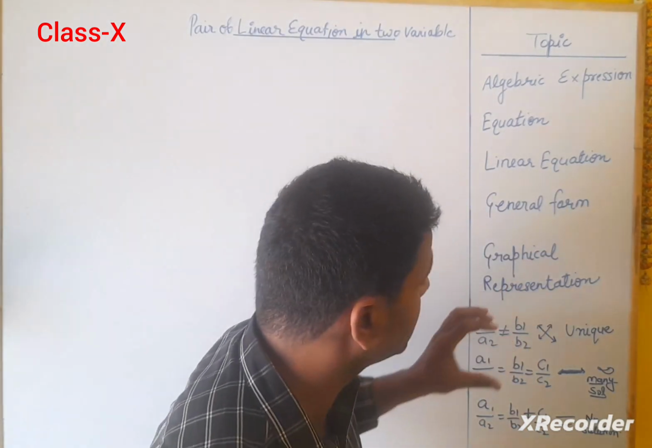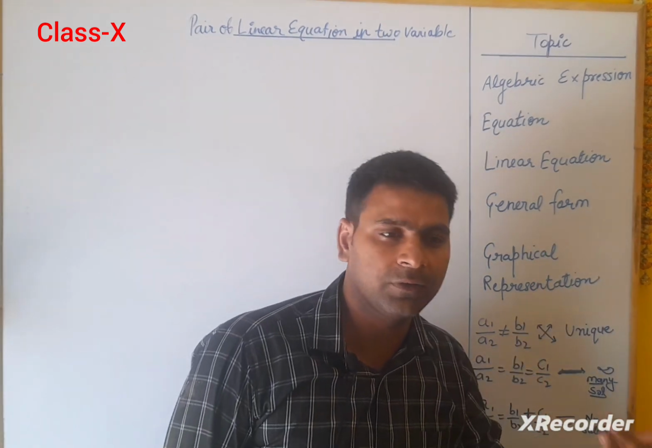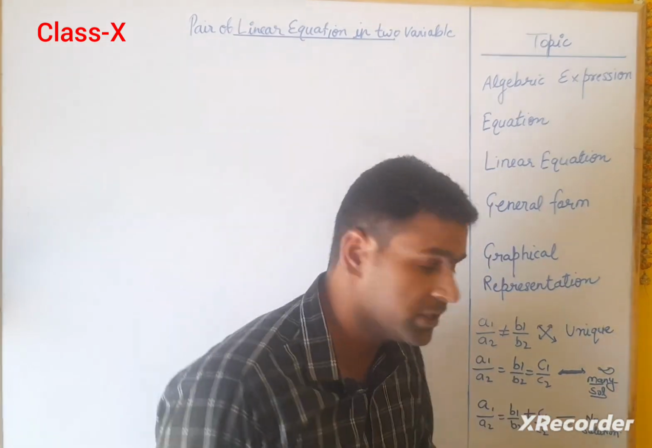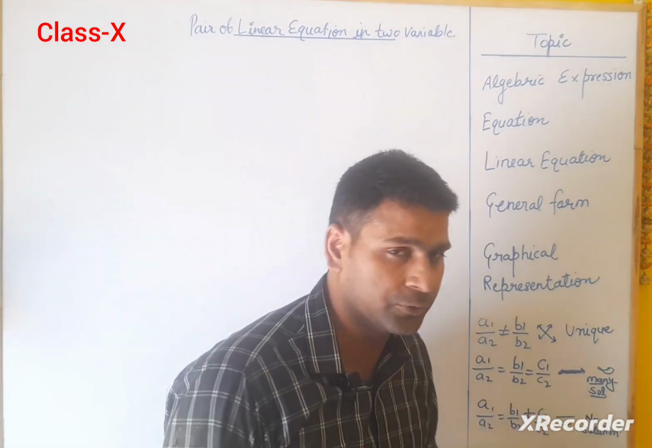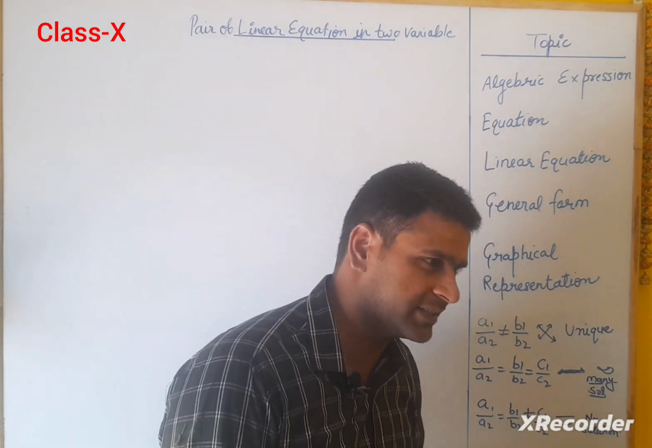And after that we will talk about what happens when two linear equations are there: they may intersect each other, be coincident with each other, or be parallel to each other. All these things we will talk about today. Okay, so let's start.